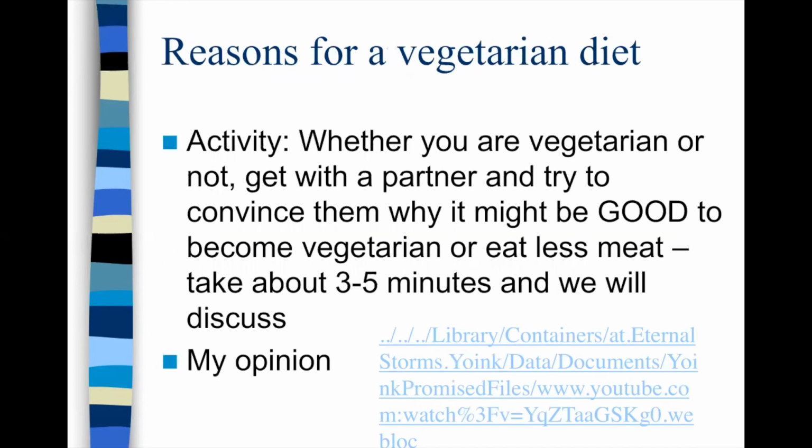Okay, why a vegetarian diet? So again, I know that this is online and you don't have a partner or neighbor, but if you had to convince somebody about why to have a vegetarian diet, what would you say to them? I think there's a lot of really good reasons to have a vegetarian diet, but how would you convince them to do this, to eat less meat?